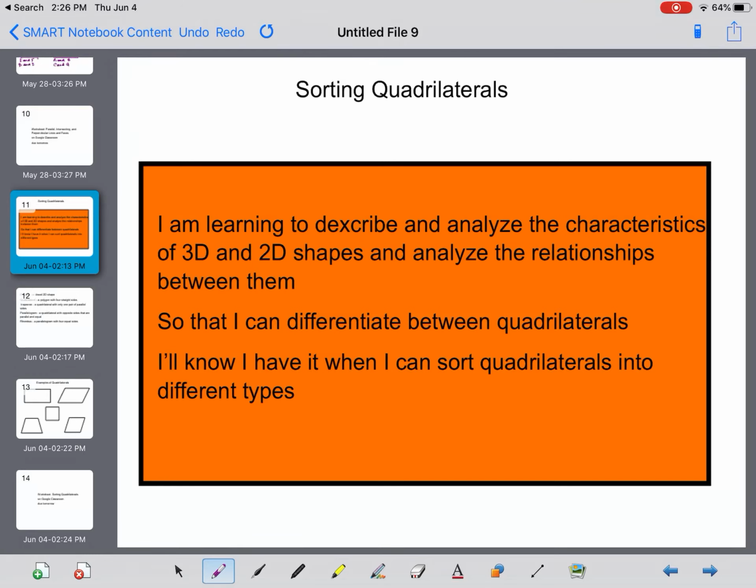Our learning intentions and success criteria are: I am learning to describe and analyze the characteristics of 3D and 2D shapes and analyze the relationships between them so that I can differentiate between quadrilaterals. I'll know I have it when I can sort quadrilaterals into different types. I just realized I spelled describe wrong there, so ignore that please.